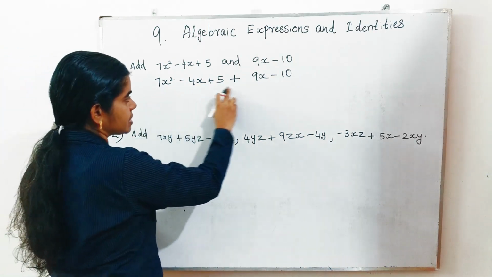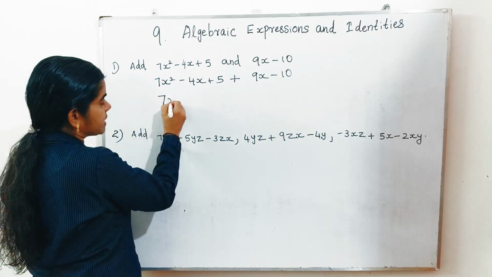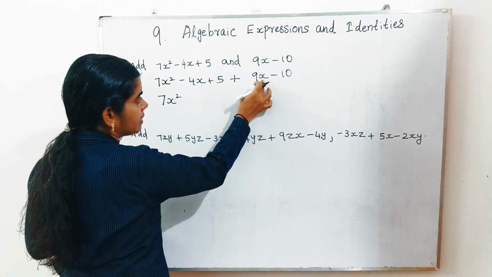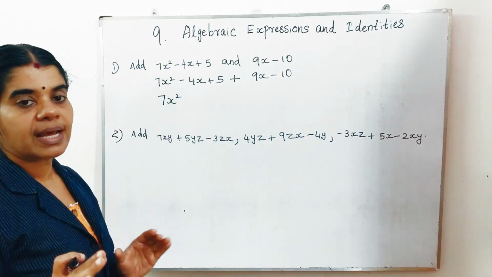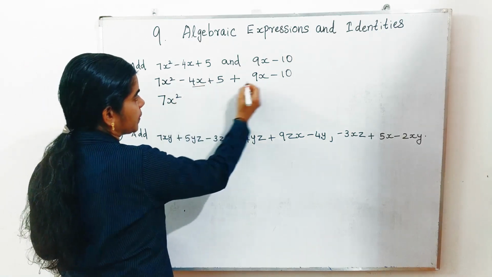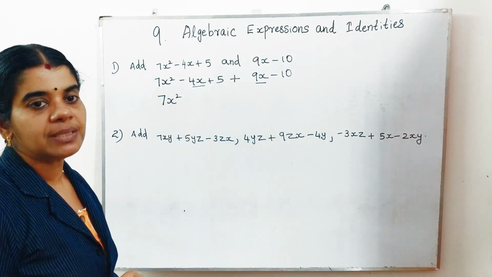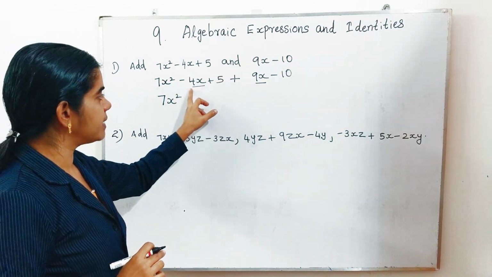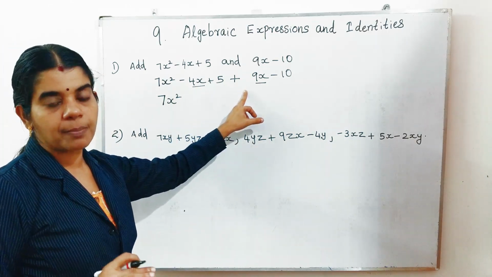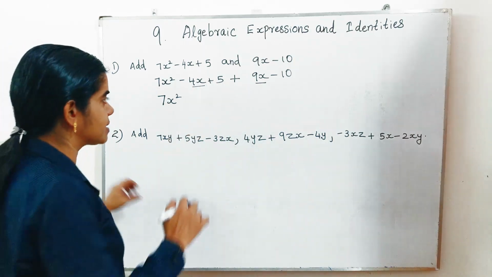7x square: just check here, no x square terms are there in the other expression, so we write the same, 7x square. Next, look at the x terms: minus 4x and 9x are like terms. Minus 4 plus 9, one is a positive number and one is a negative number, so you subtract, 9 minus 4 gives 5, and you give the sign of the bigger number. Here the bigger number is plus 9. So minus 4 plus 9 will be plus 5x.